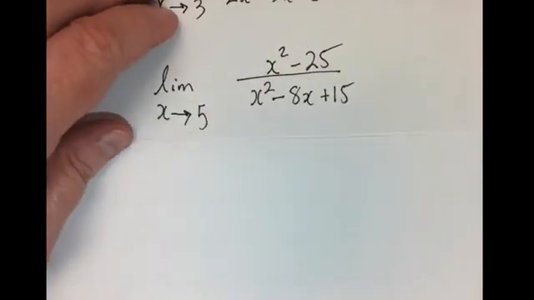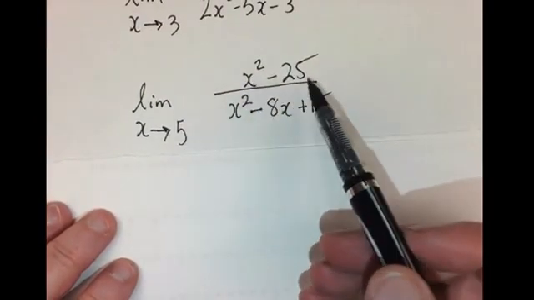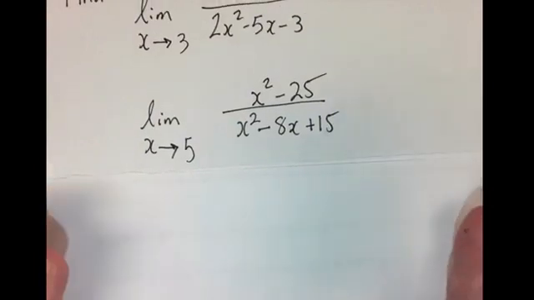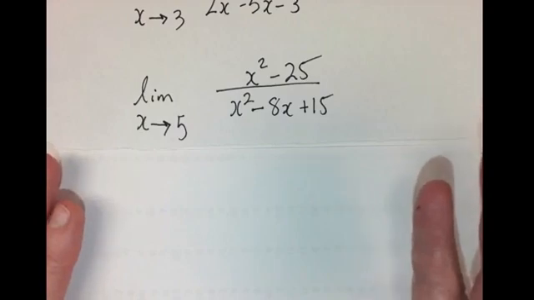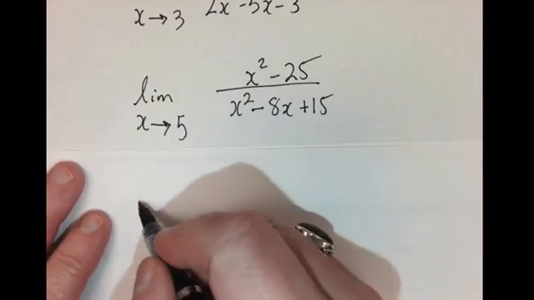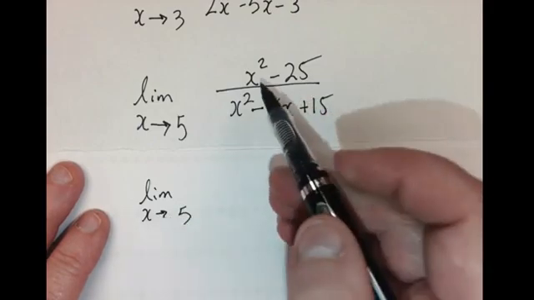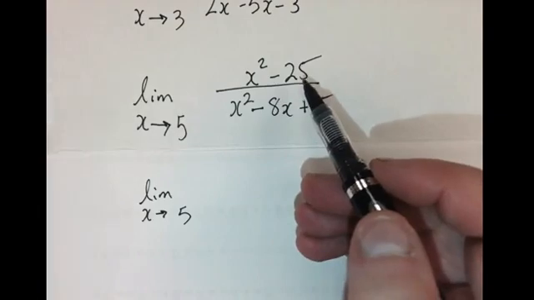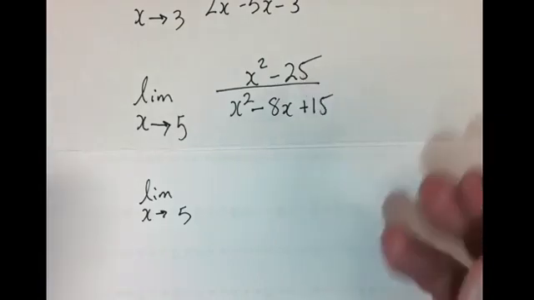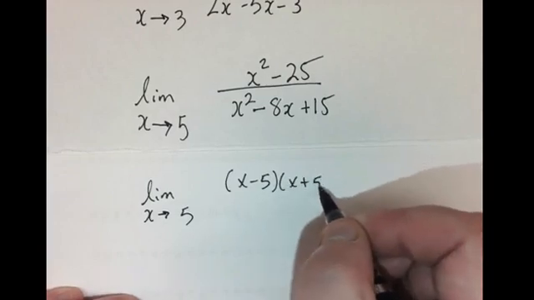Okay. So what about the other one? All right, well, same thing. If I just plug in 5 into the numerator and denominator, I'm going to get 0 over 0. That's not going to work. So I can see that I can factor that numerator and the denominator without too much trouble. So that's a difference of 2 squares. So that's going to be x minus square root of 25 times x plus square root of 25, which is going to give me x minus 5 times x plus 5.